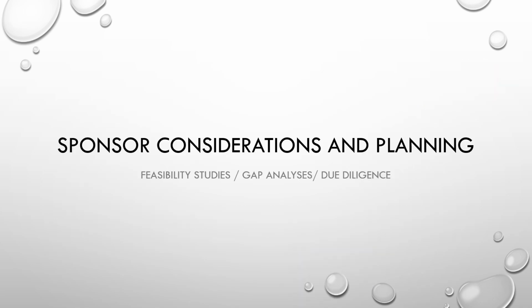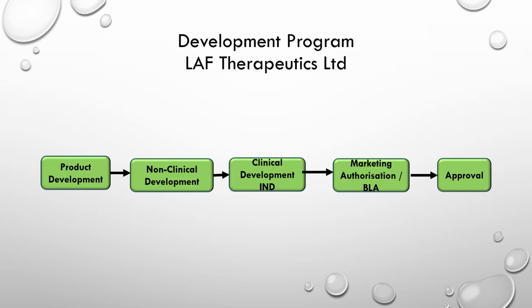Right, I just want to talk about what happens, or what I think should happen, and what I've found from my research. So these are the feasibility studies, gap analysis and due diligence that should occur when we're developing these types of products. Remember that I am using this fictitious company, and what should be happening in the background, as well as the development program that we've previously discussed. So this is a very top level overview of what happens.